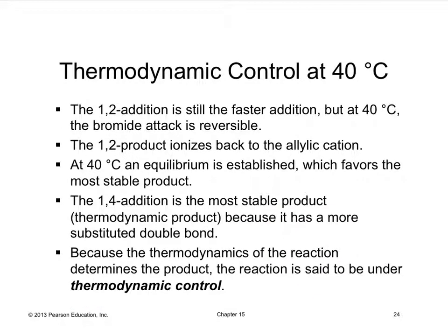Thermodynamic control: 1,2 addition is still faster, but at 40 degrees the bromide attack is reversible. This is important, right? At elevated temperatures the bromide attack is reversible. The 1,2 product ionizes back to the allylic cation. At 40 degrees, equilibrium is established, which favors the most stable product.